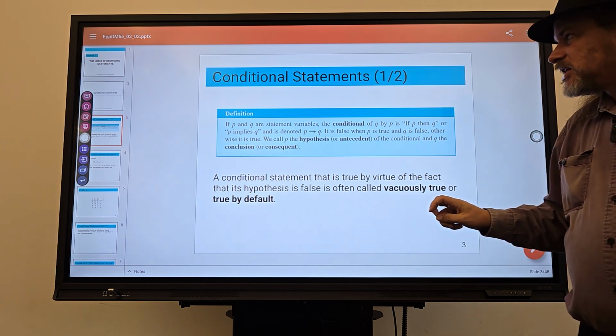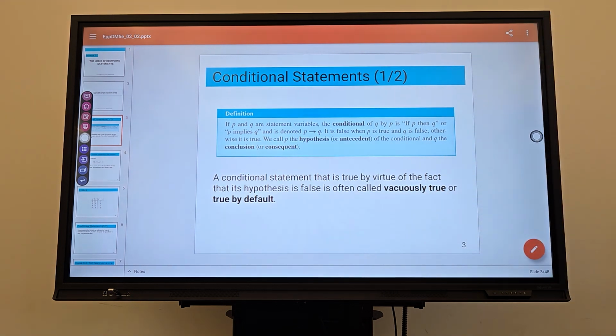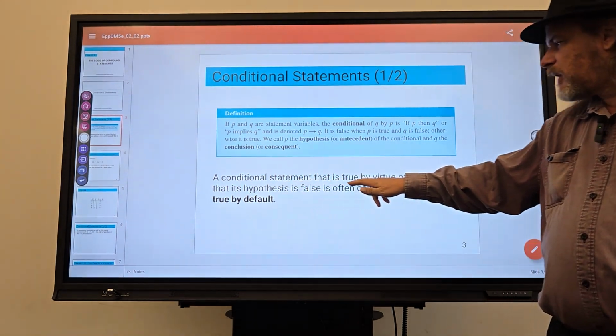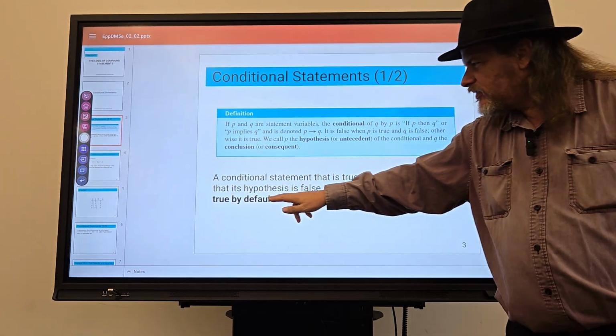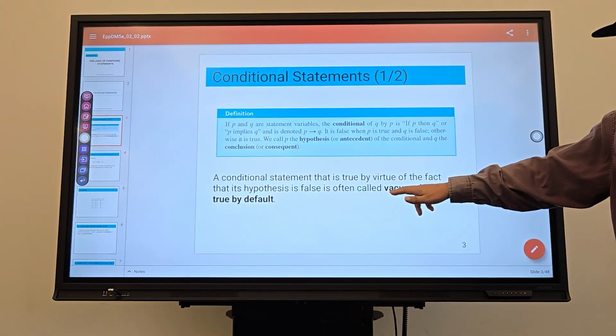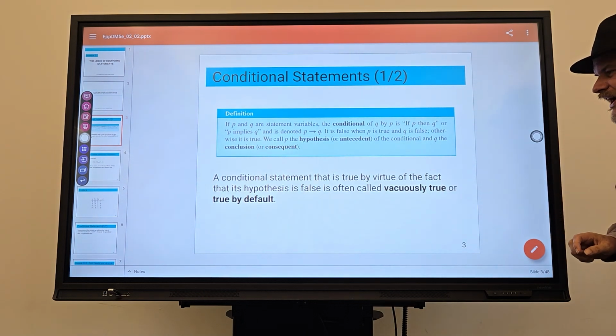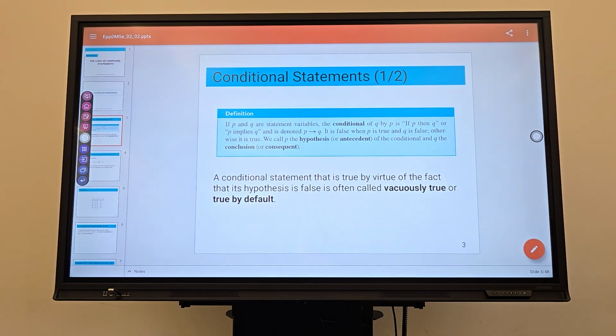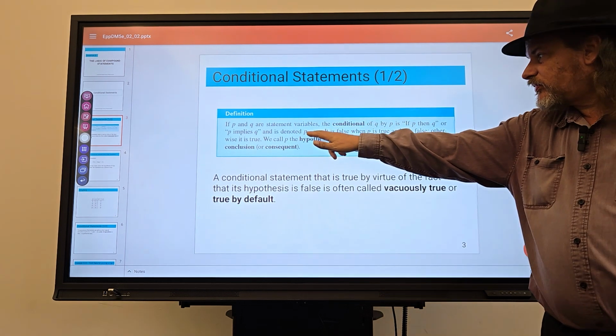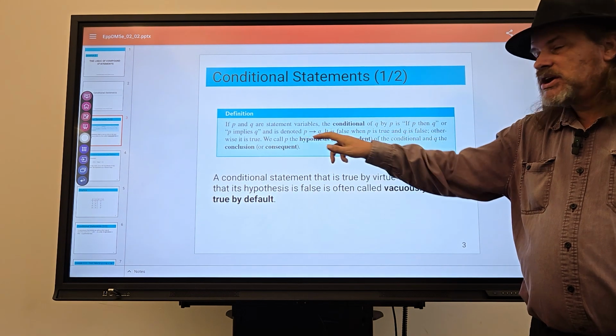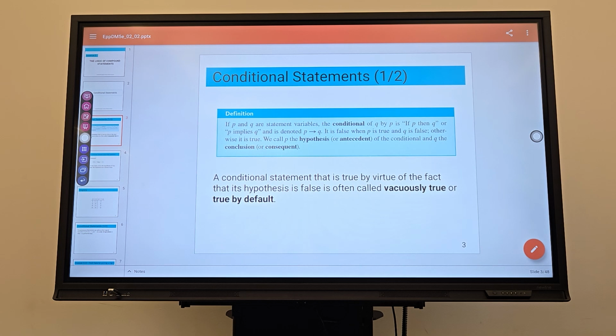So, where people can get a little mixed up is a conditional statement that is true by virtue of the fact that its hypothesis is false. It is often called vacuously true or true by default. So if P is false, then the overall statement is still true, regardless of what Q is.